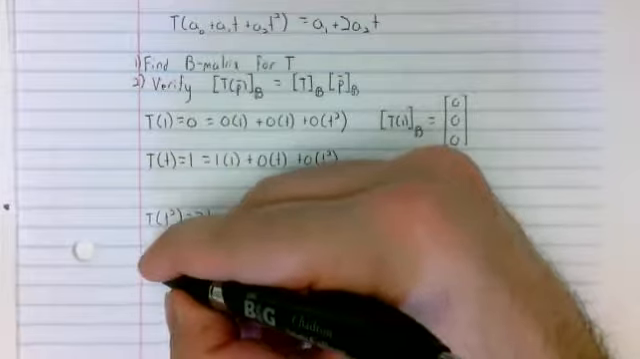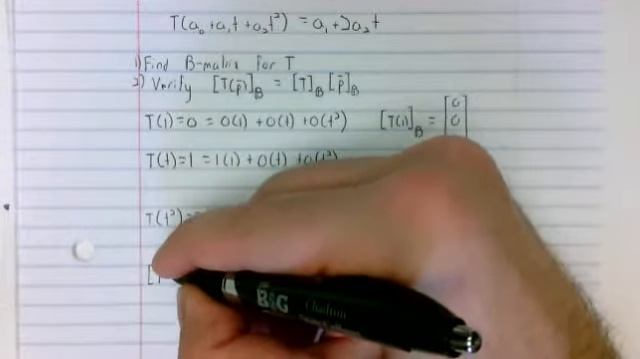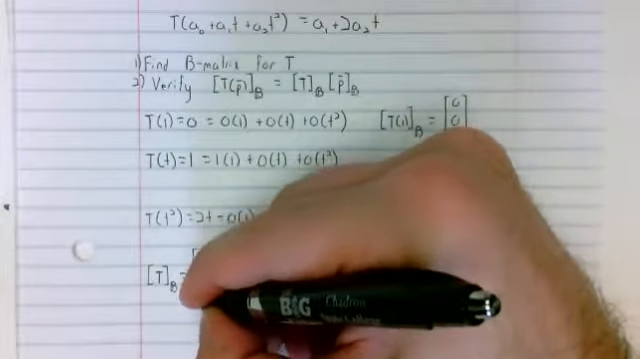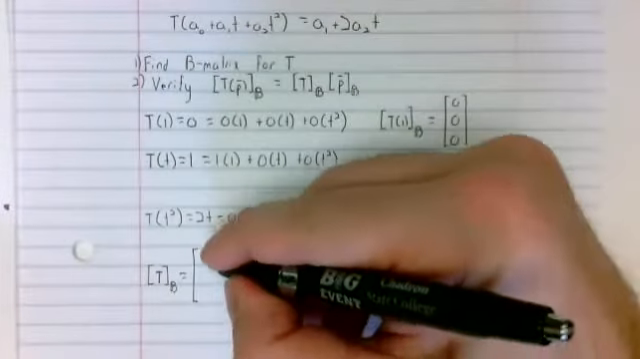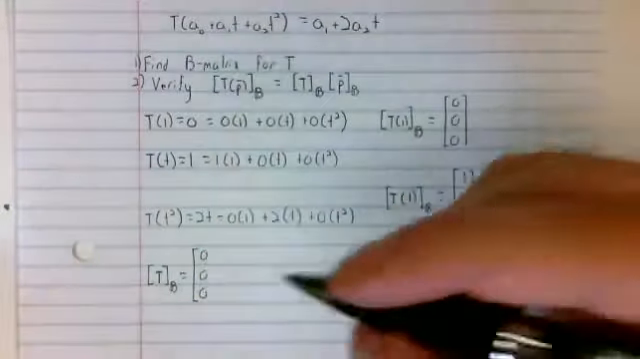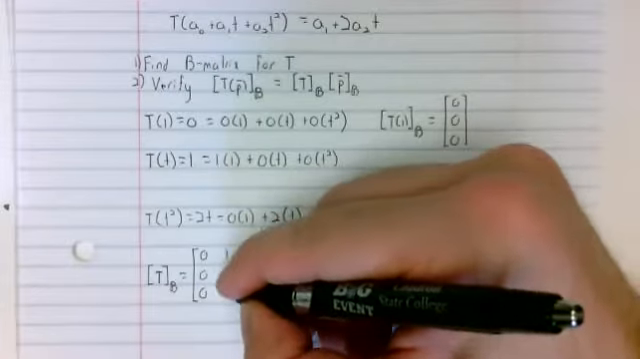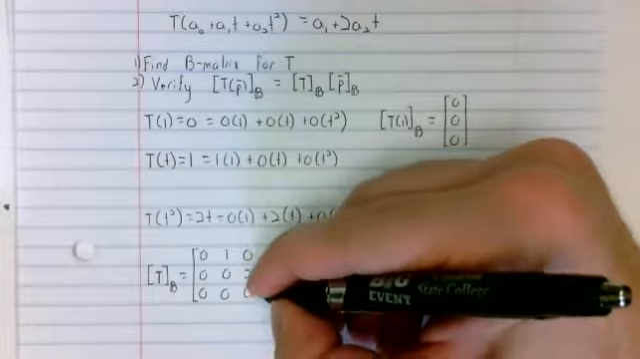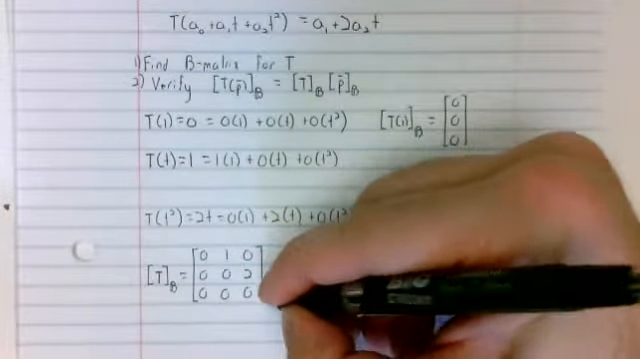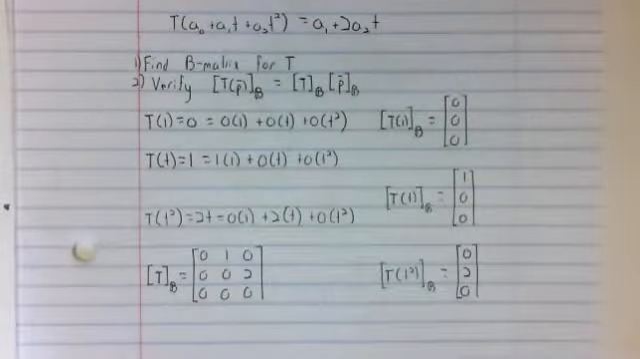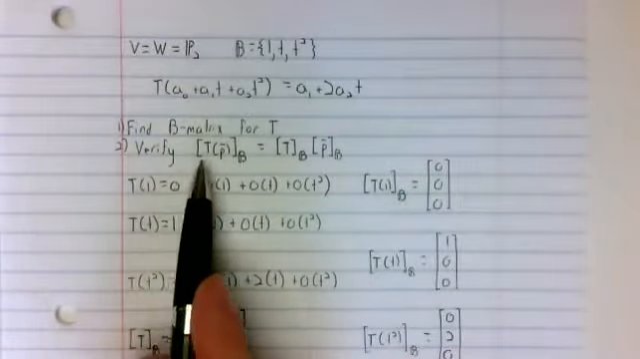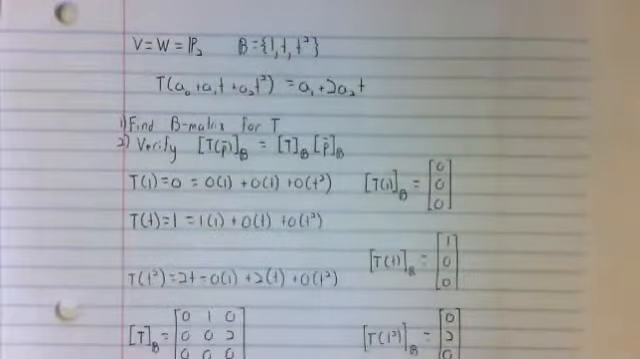Put these all together to get the B matrix. There's our first vector, our second vector, our third vector. Let's now look at the second question.